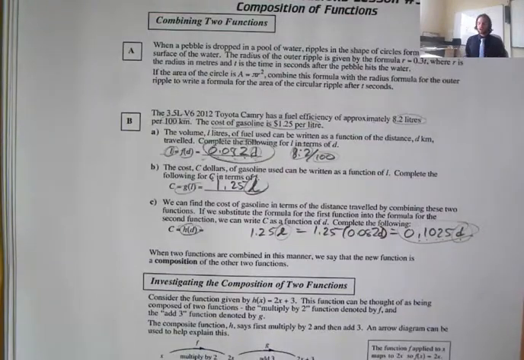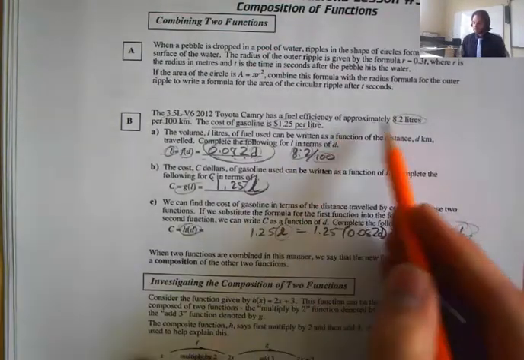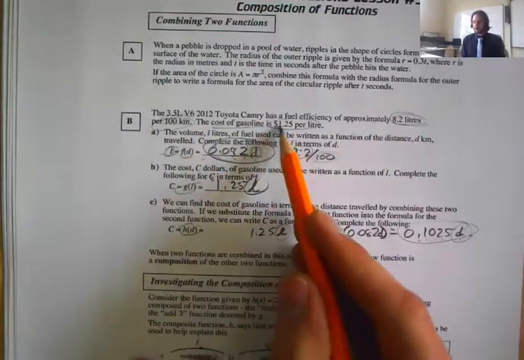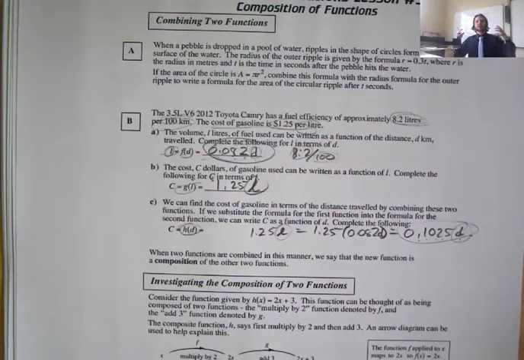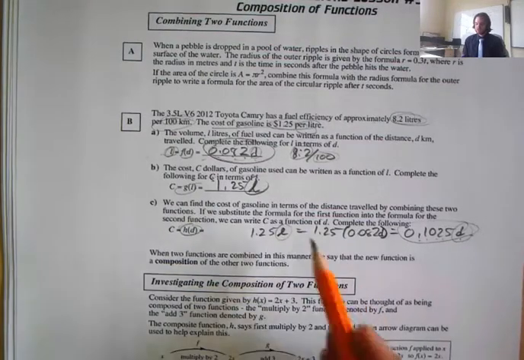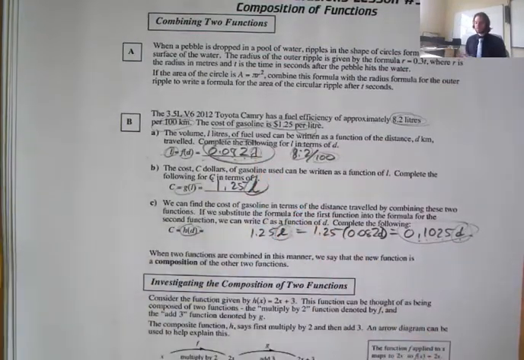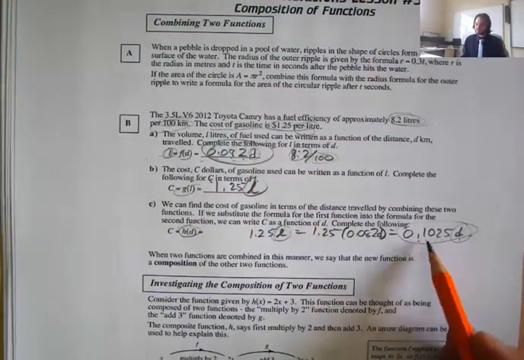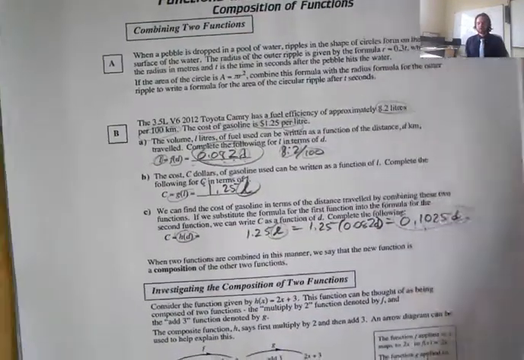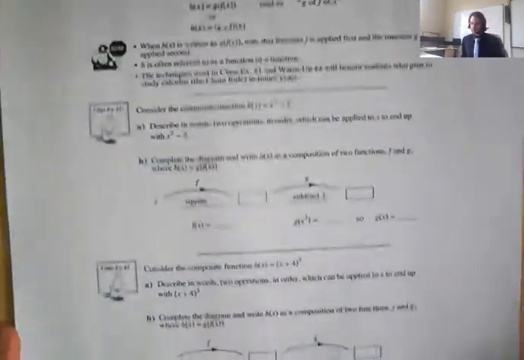So pretty much I know my liters per kilometer, and I know my dollars per liter. By combining those, putting one function into another, I use substitution into the formulas. I was able to figure out my cost per kilometer. All right, so here we go.